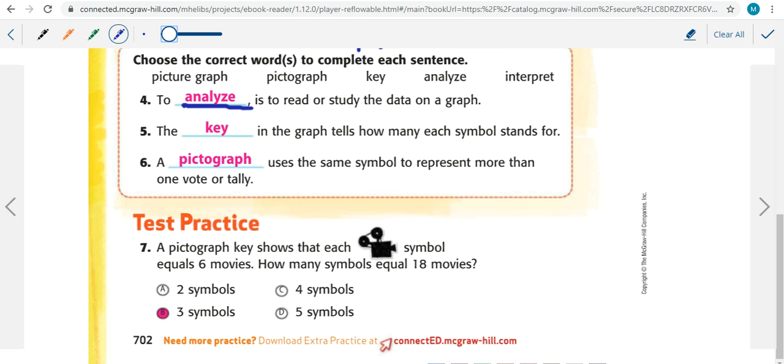And the last one, number 7: a pictograph key shows that each camera symbol is equal to 6 movies. How many symbols equal 18 movies? Okay, it's almost like if we divide 18 by 6 equals 3.